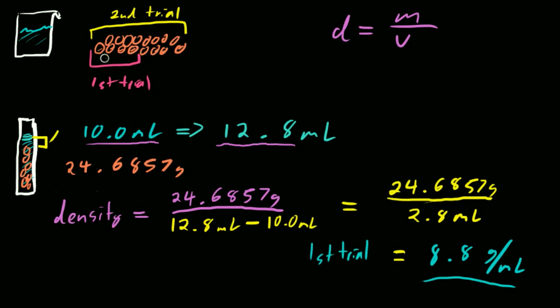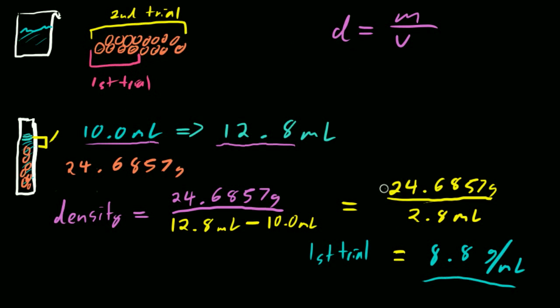It does not depend on the fact that, for this first trial, we only figured out the density for half of our metal shot, and for the second trial, we figured out the density of all of the metal shot. Our density numbers shouldn't change that much. So we should, for our second trial, get something very similar to this 8.8.